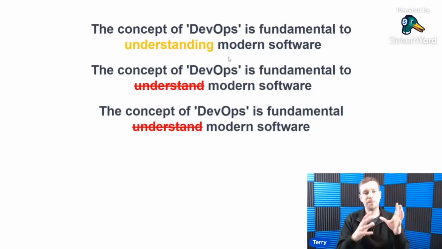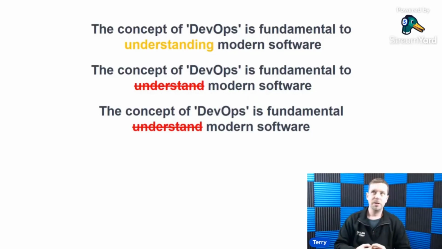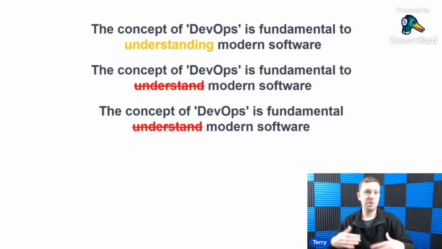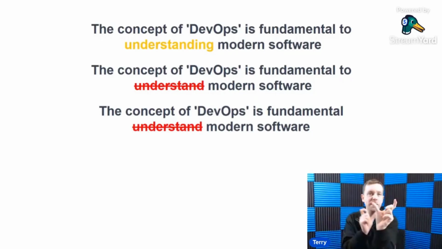Okay, so it would be sort of "the concept of DevOps is fundamental to understand modern software." This is a very direct translation, and there's a lot of languages. The languages I speak, like French, Spanish, Portuguese, it would just be the one word, but in English it must be the ing, and that's a very, very common mistake.